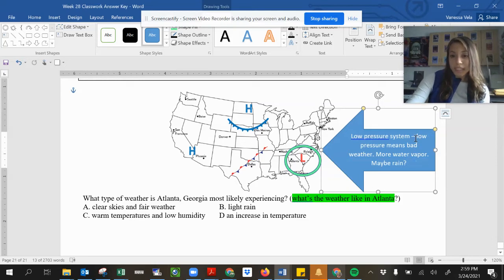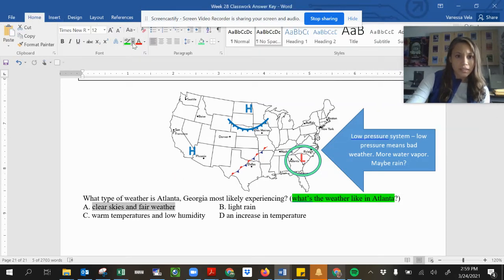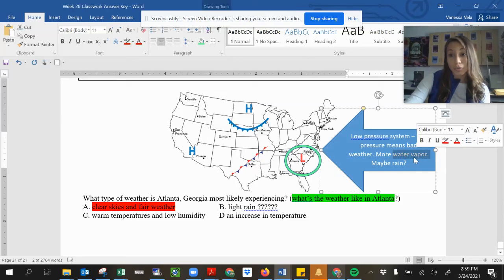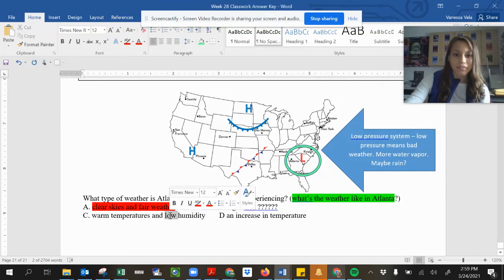So when we say low pressure means bad weather, I know it's obviously not clear skies, so that's going to be marked out. Yeah, no way. And then the next one is light rain. Plausible. And then warm temperatures, low humidity. Well, when there's more water vapor, that means it's humid, so it's not low humidity, it's actually high humidity.